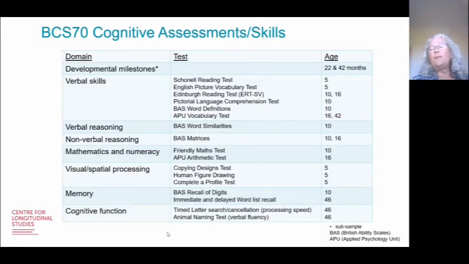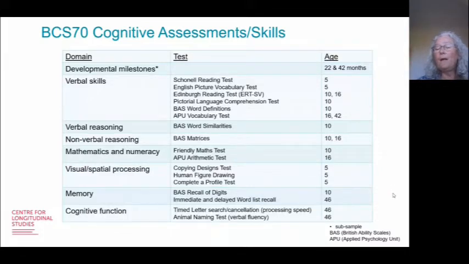So this table here groups the cognitive tests that have been measured in the BCS70 by the main skill measured. As I mentioned, at age 22 and 42, a subsample of cohort members' parents were asked about the cohort members' developmental milestones, so things like gross and fine locomotor skills, speech and language, and drawing. Throughout childhood, the cohort members have completed measures of verbal skills, including reading, vocabulary, comprehension, and verbal knowledge. Other cognitive domains tested include verbal and non-verbal reasoning, mathematics and numeracy, visual and spatial processing, and short-term memory.